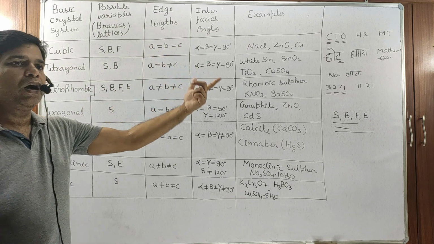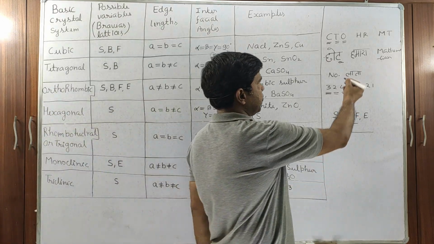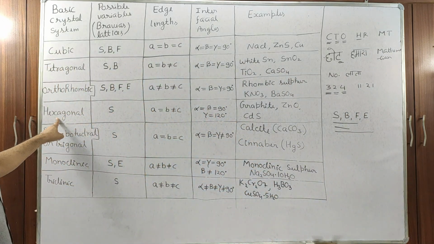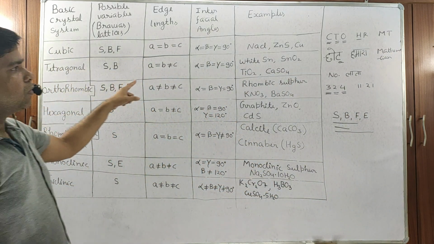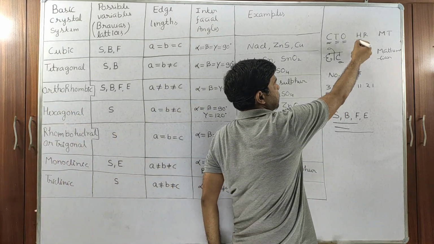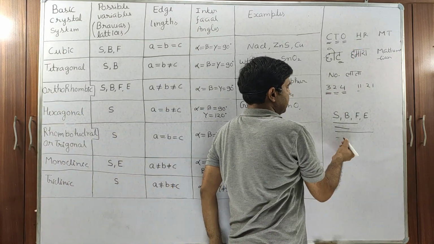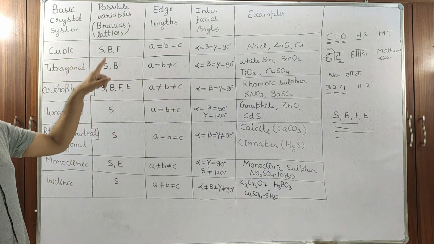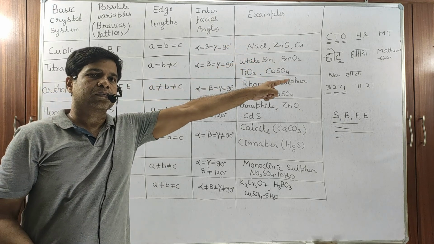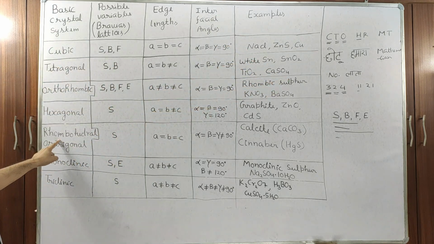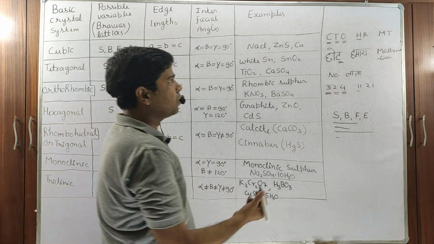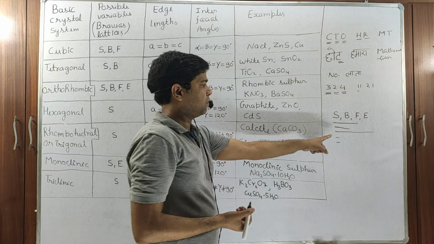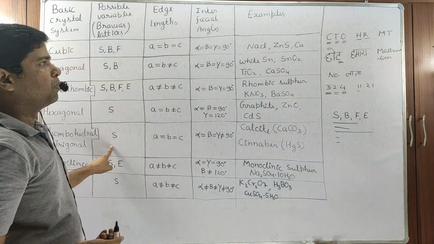Now H. H stands for the hexagonal, and in the hexagonal, the number corresponding to the H is 1. So we have only the first, simple unit cell. After the H, we have the R. R stands for the rhombohedral, and the number is again 1. So we have the first one here also. So it is also simple.